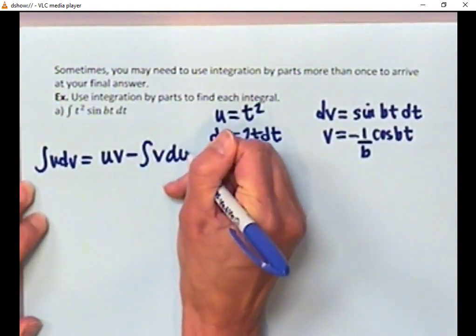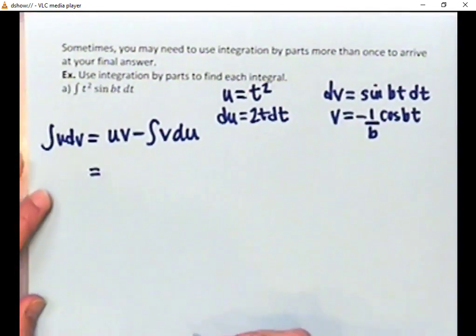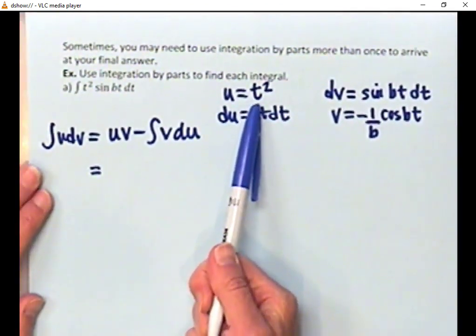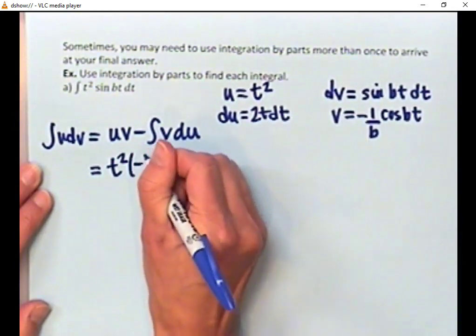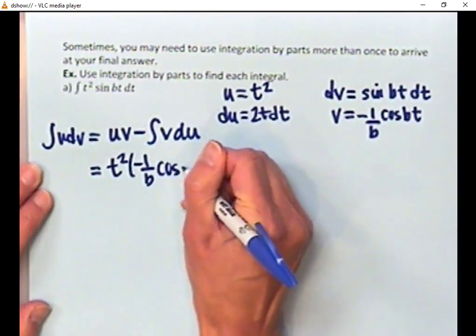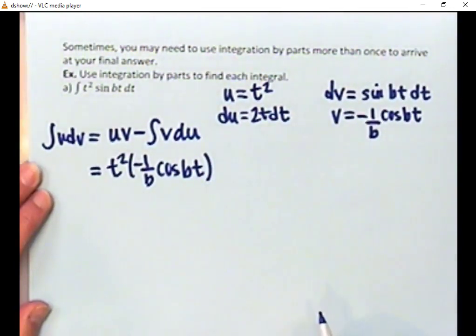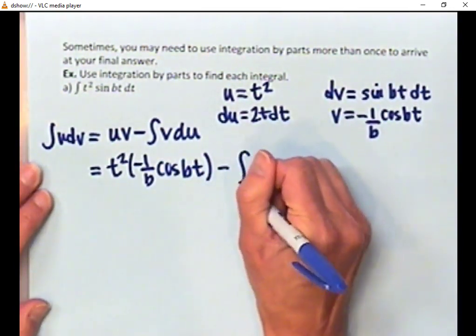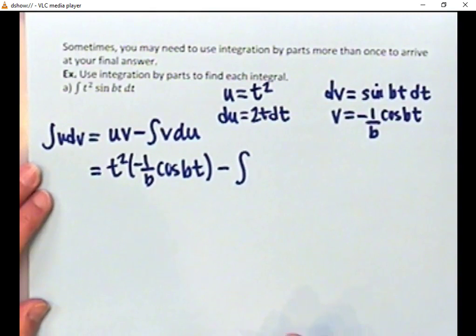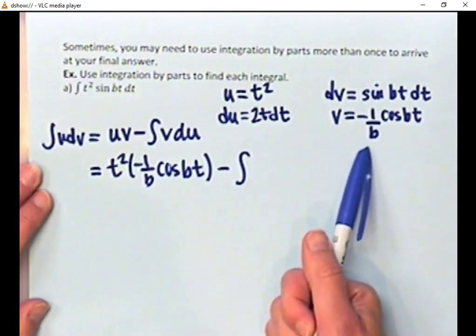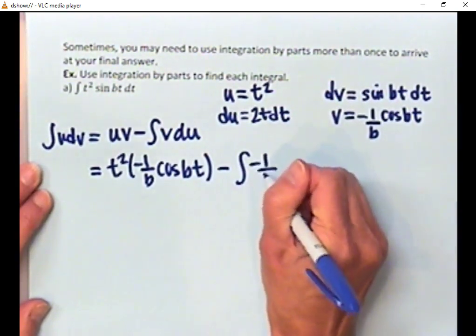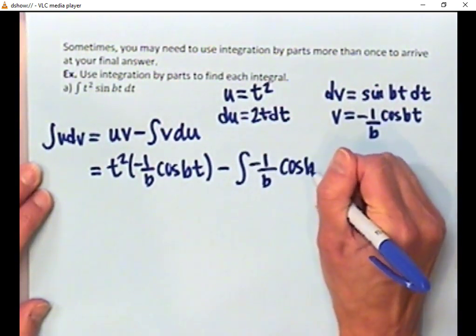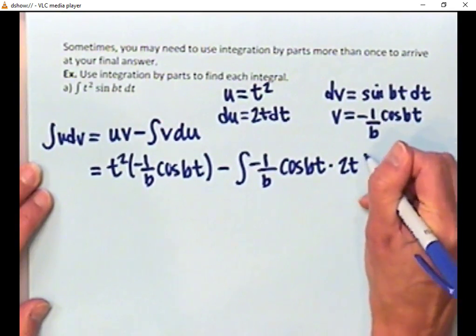Okay, so now following the formula, we will need to put in uv minus the integral of v du. So I'm filling in those parts. I should have u is t squared, times v, which is negative 1 over b cosine of bt, minus the integral of v, which is this negative 1 over b cosine of bt, times du, times 2t dt.